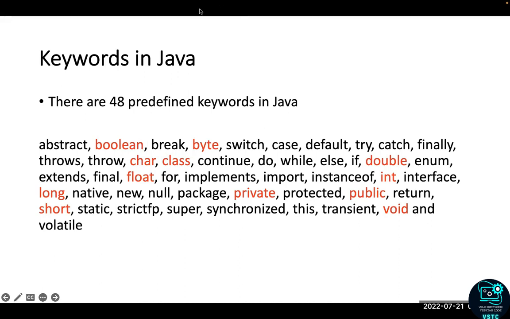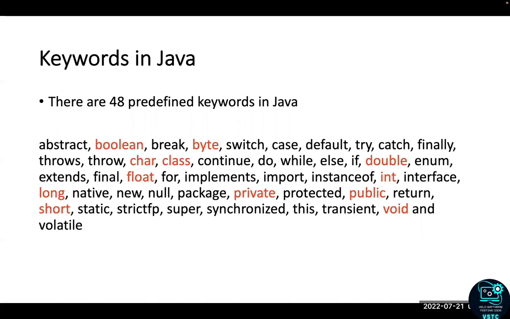Okay, we'll start with the ones which are highlighted in red color. It is not possible for us to discuss all these 48 keywords on a single day. We'll discuss slowly, and we'll cover all these keywords in our 20 classes. Don't worry about that. But for today, we'll try to discuss the ones which are highlighted in red. We'll discuss each and every keyword.